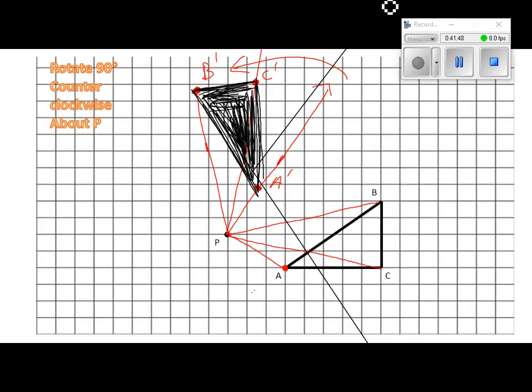Does that look about the same? No, mine looks like a shape. Mine is out. Why doesn't it look the same way?